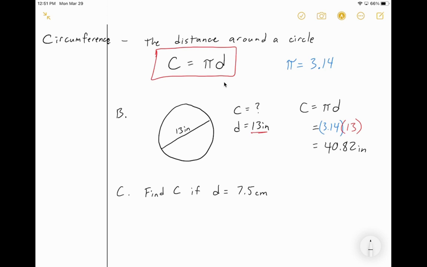If d is equal to 7.5, diameter 7.5, can you find the circumference? Make sure you punch it into your calculator correctly, and double check it. Again, put it in the chat to see if we got it.